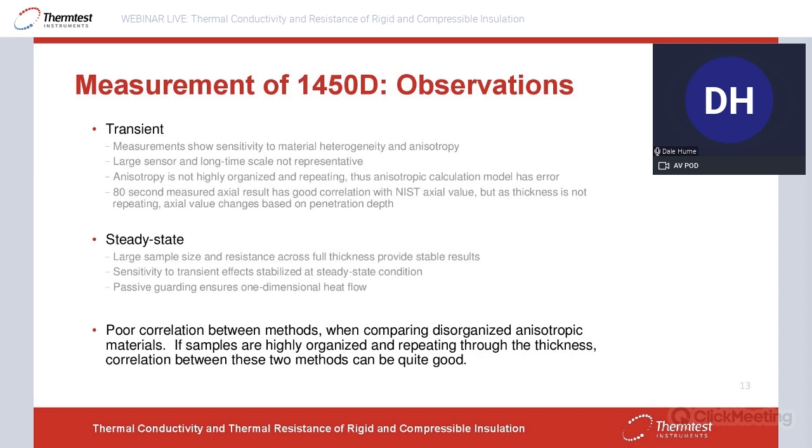So again, it's really important to use the proper method and/or calculation model, knowing your material. And if there was a material, there's not many, on this scale of size that was highly repeating and anisotropic, you would find good correlation between the through thickness value from a heat flow meter and the through thickness or axial value from a transient anisotropic calculation model. You would find good correlation.